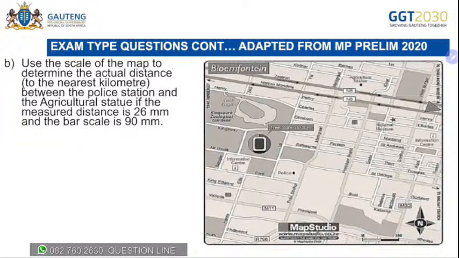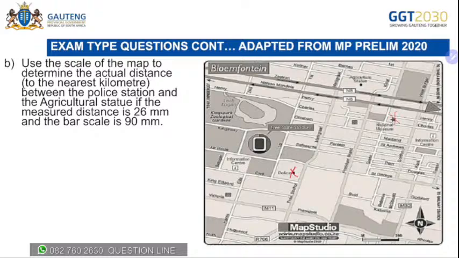And then B, you are going to use the scale of the map to determine the actual distance to the nearest kilometer between the police station and the agricultural station if the measured distance is 26 millimeters. So we have a measured distance from one point to the other. It is from the police station. I'm looking for the police station on the map. And there is the police station, guys. The distance to the agricultural station. I'm looking for the agricultural station. I can't see. Okay, let's say it's here. This is the agricultural station.